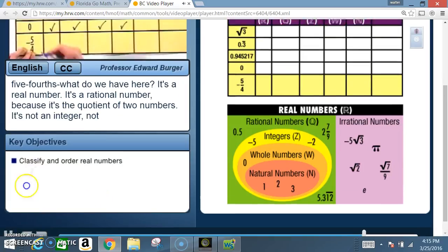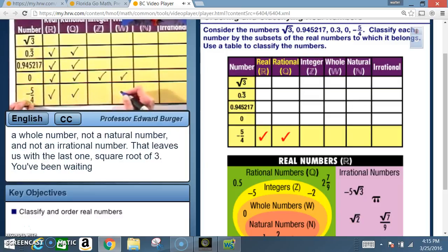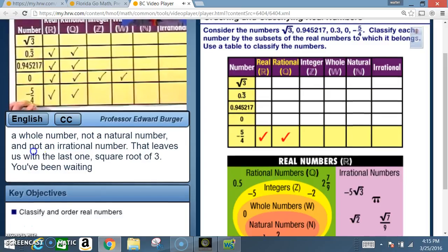Fourths, what do we have here? It's a real number. It's rational because it's the quotient of two numbers. It's not an integer, not a whole number, not a natural number, not an irrational number.